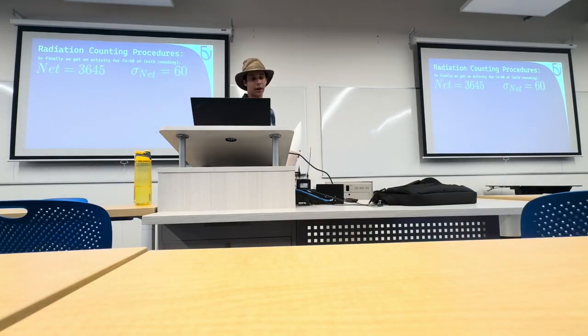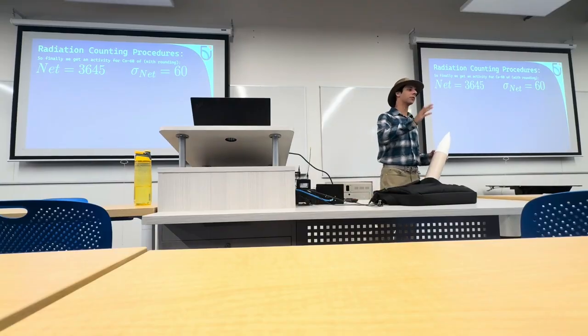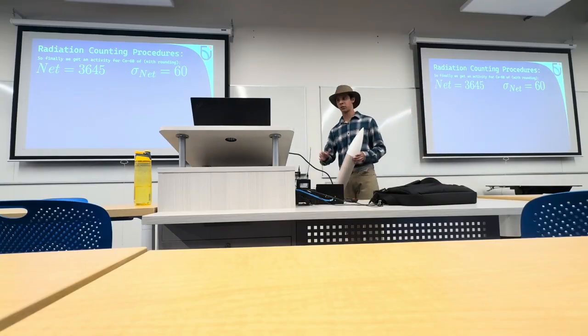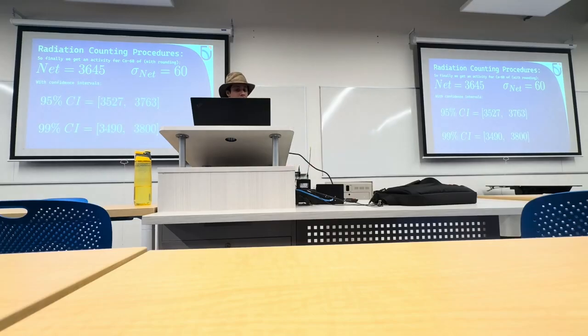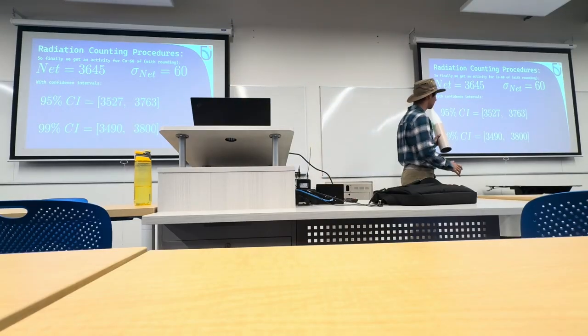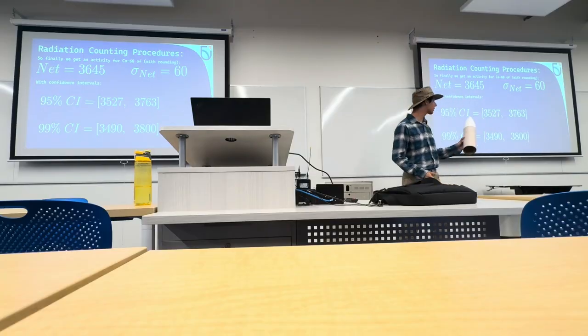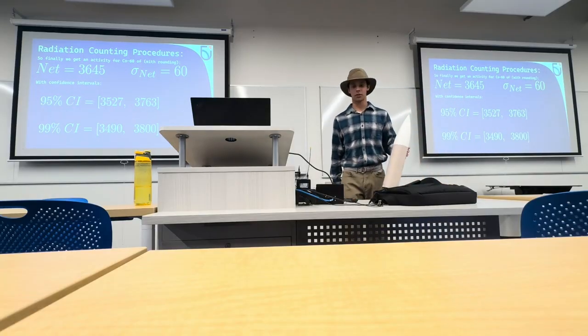So we get a final activity of this with rounding. I know it was 121 before. That was because I rounded up. If you divide the original number, it rounds down to 60. So we look at this. We have a confidence interval at 95% from 3527 to 3763, and at 99%, 3490 to 3800.